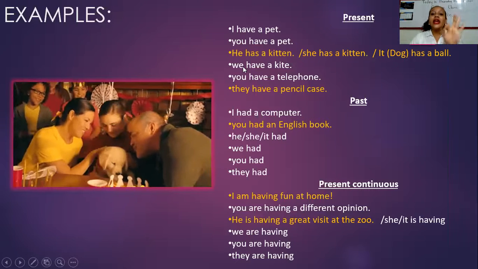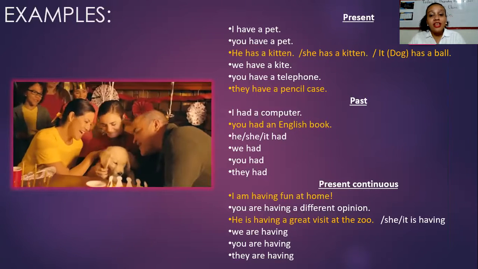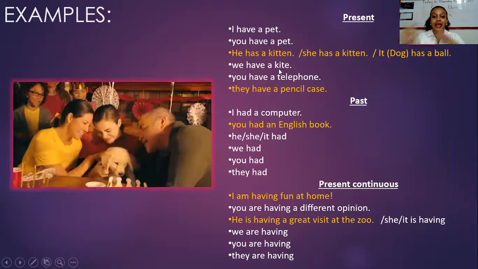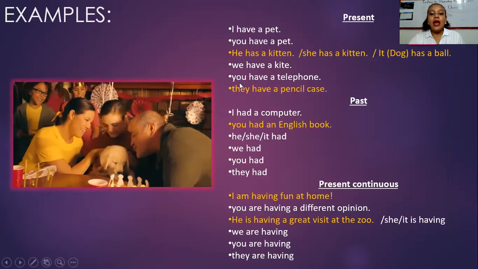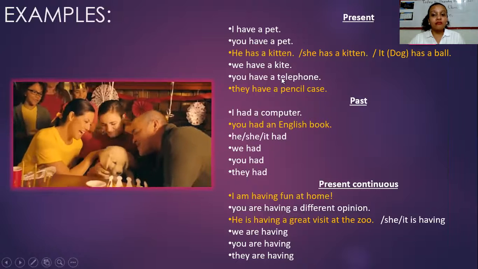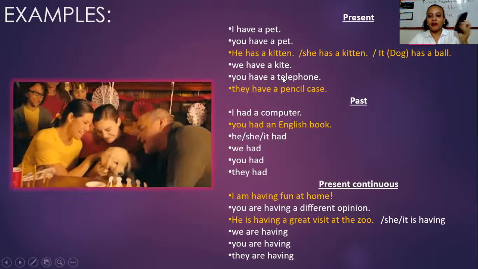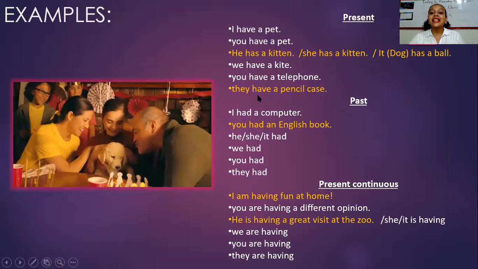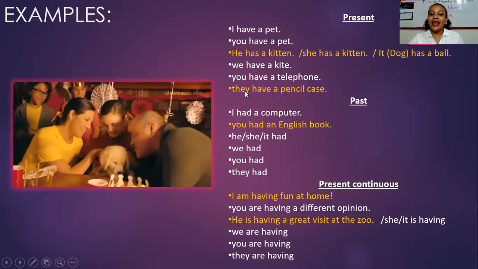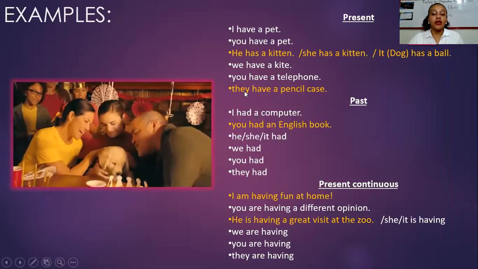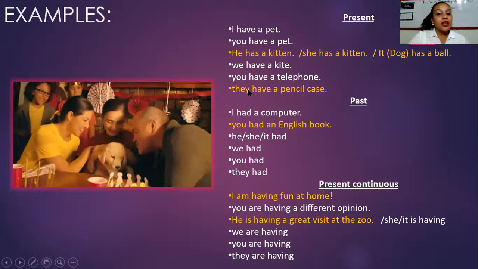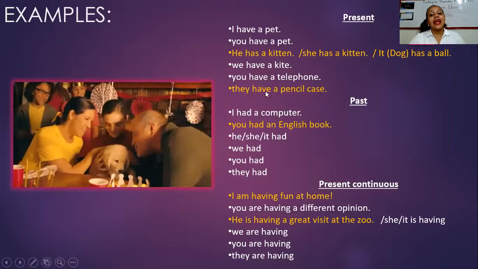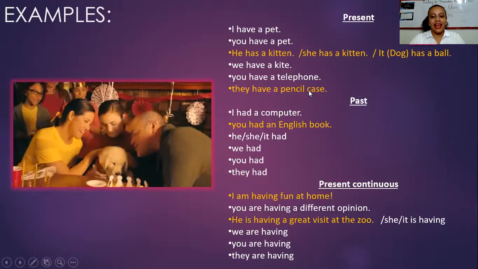And with we, the first person in plural, we have a kite. A kite, do you remember a kite? You were flying kites when you were kids. You have a telephone. Yes, I have a telephone. They have a pencil. Look, they is the third person in plural, so we don't say they has. We say they have a pencil case.